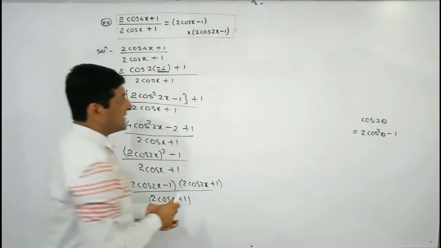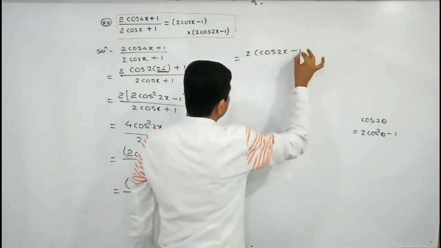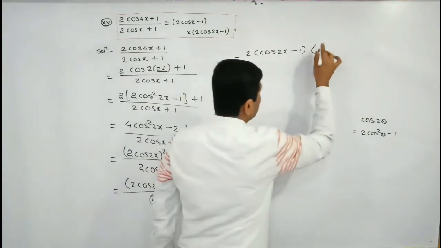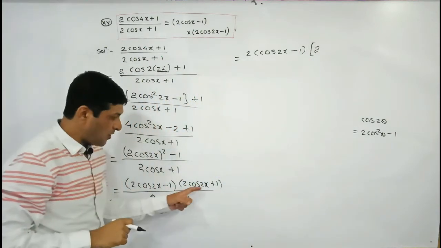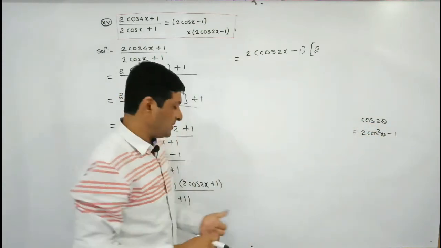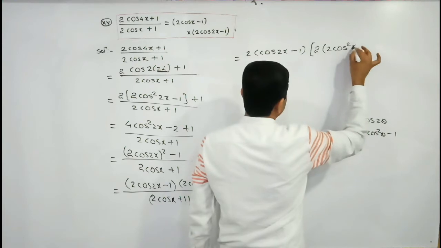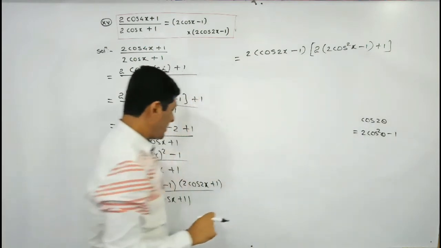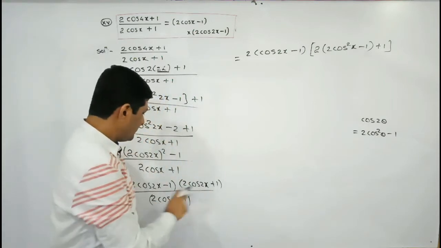Now keep this first term as it is. We are not disturbing the first term, 2 cos 2x minus 1, keep it as it is. Let us simplify the second term. We are not disturbing the 2, keep it as it is. And this cos 2x, according to the double angle formula, can be written as 2 cos square x minus 1. So cos 2x can be replaced by 2 cos square x minus 1. Keep this last term plus 1 as it is. Hope you have got it. So this cos 2x we have simply replaced by 2 cos square x minus 1 according to this double angle formula. Keep the denominator as it is.